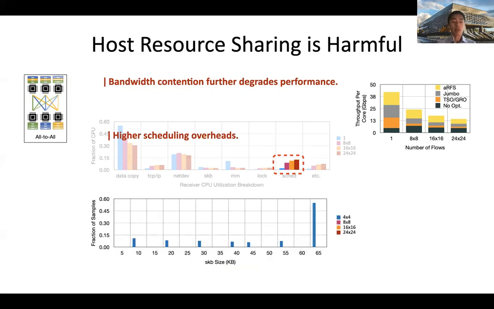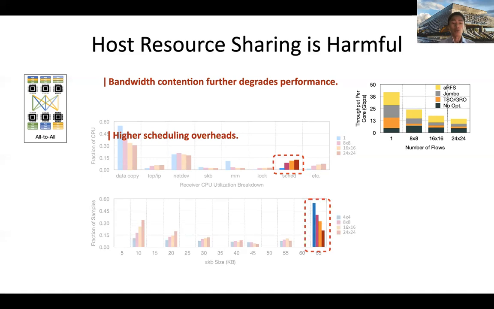We also find that packet aggregation techniques like GRO become less effective when more flows contend for the host resource. In the graph below, we plot the histogram of SKB size received by the TCP/IP layer after GRO. We can see that as we increase the number of flows per core, GRO efficiency reduces. This is because lower per-flow bandwidth results in reduced opportunity for coalescing packets.